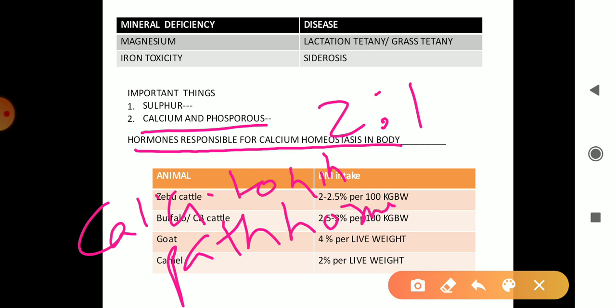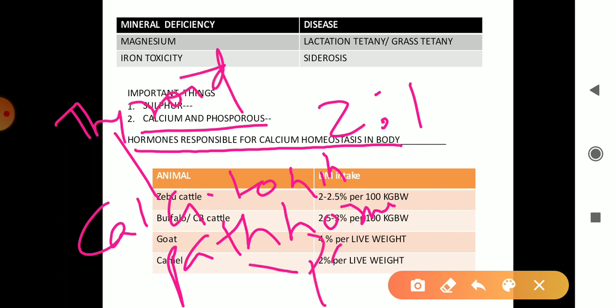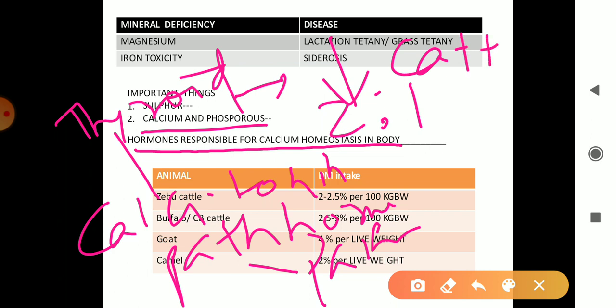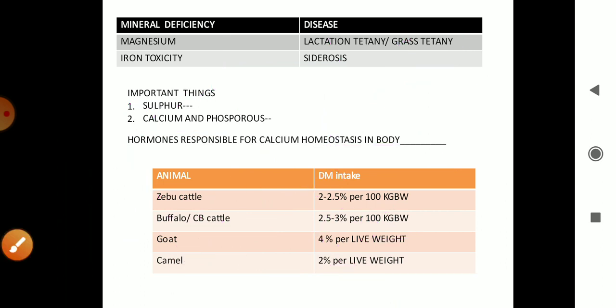Okay, the calcitonin is secreted from the thyroid gland and the parathormone is secreted from the parathyroid gland. This calcitonin causes a decrease in the blood calcium level. This parathormone causes an increase in the blood calcium level. Dear student, please remember.